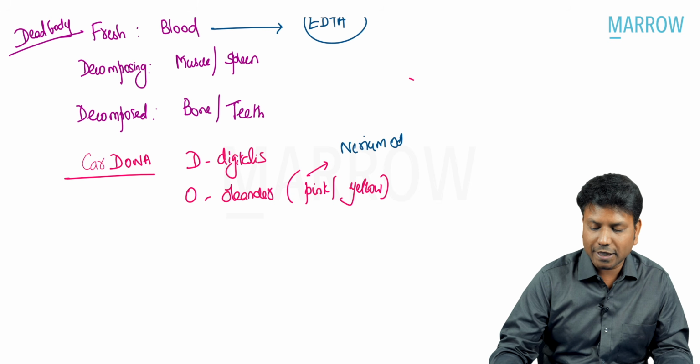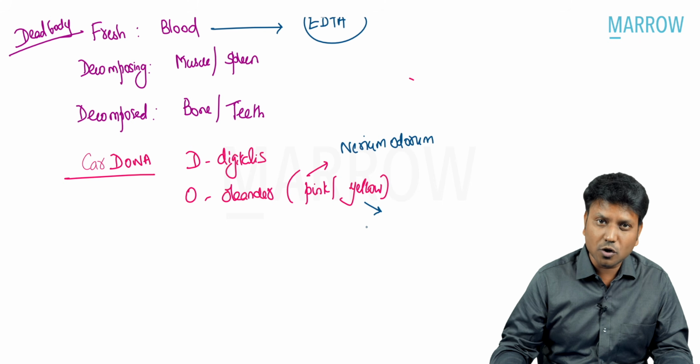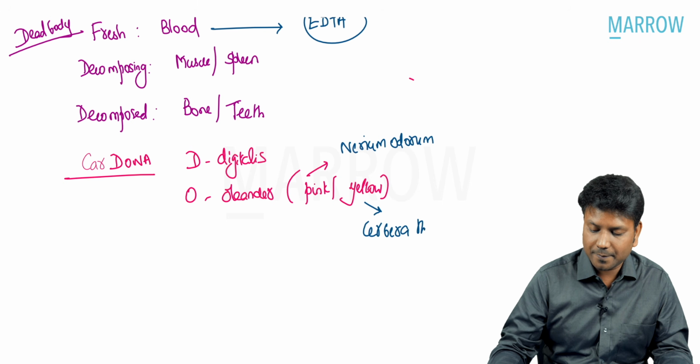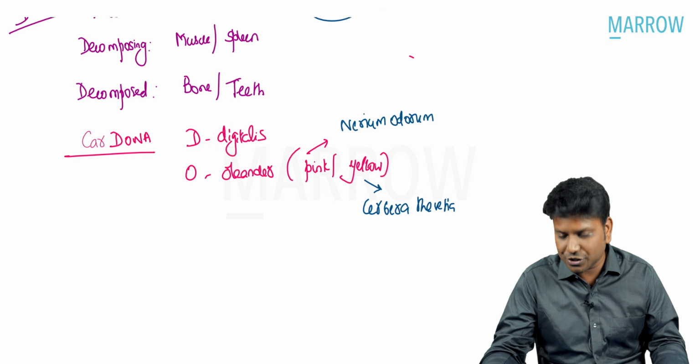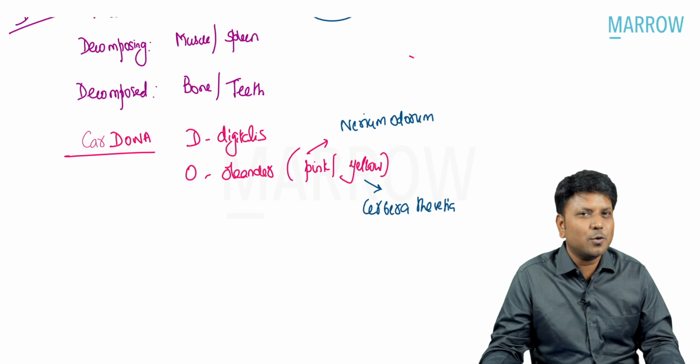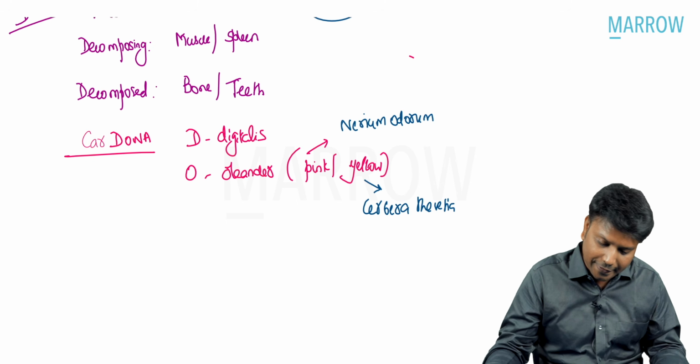You may not be expecting the common name. Sometimes you can get the scientific name as well. Pink oleander is called Nerium odorum, whereas yellow oleander is called Cerbera thevetia. So when they ask Cerbera thevetia or Nerium odorum, remember, don't get confused. It is nothing but oleander only.